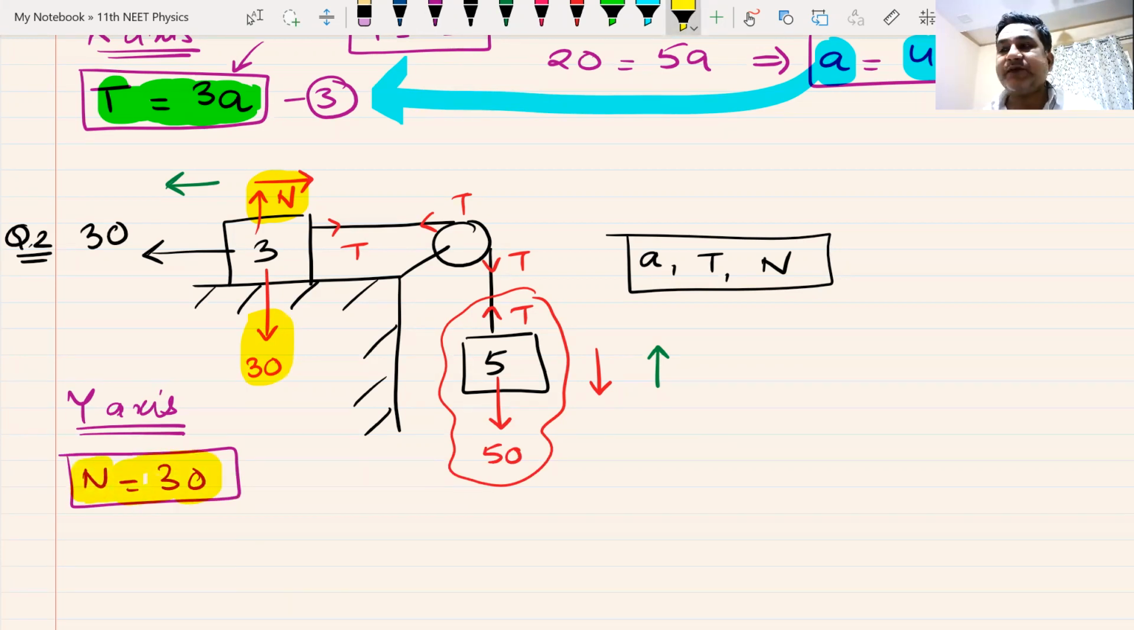Can I have some raise hand that we understand this, sir? No one understands this? Whether the 5 kg block moves up or down, the 3 kg block can only move right or left. It cannot move up and down. If it cannot move up and down, the forces on the y-axis will be equated.